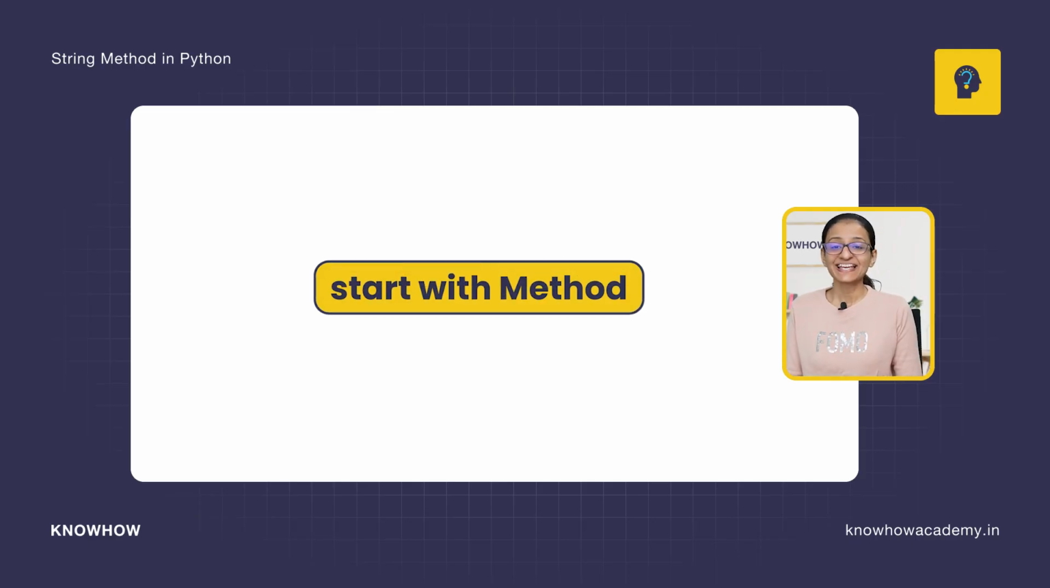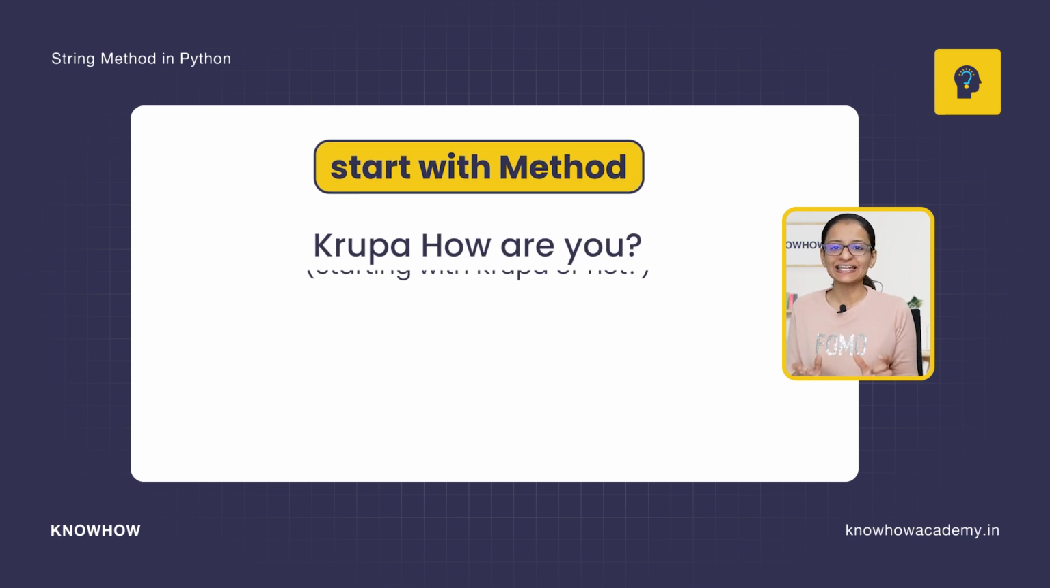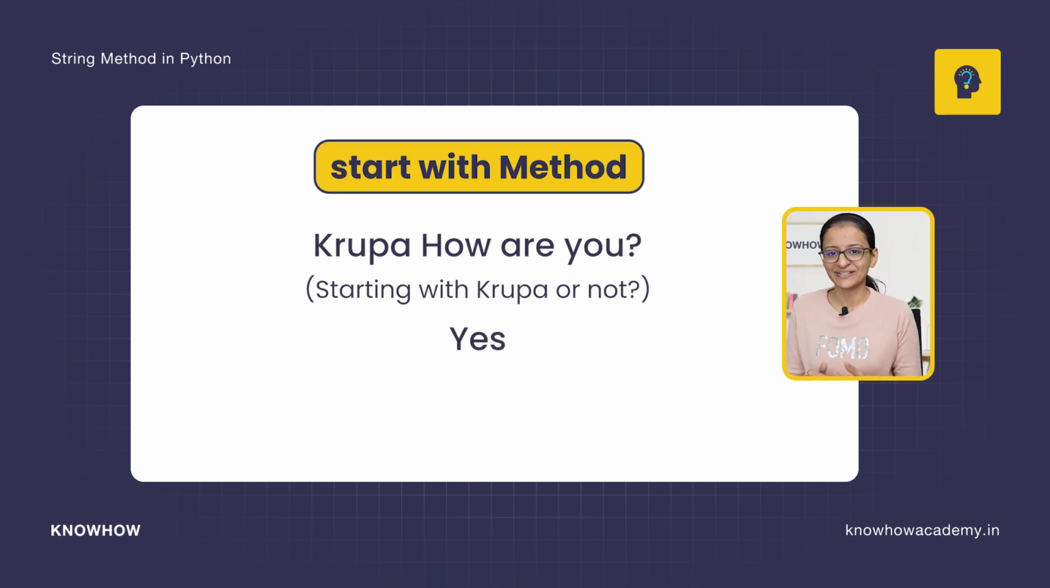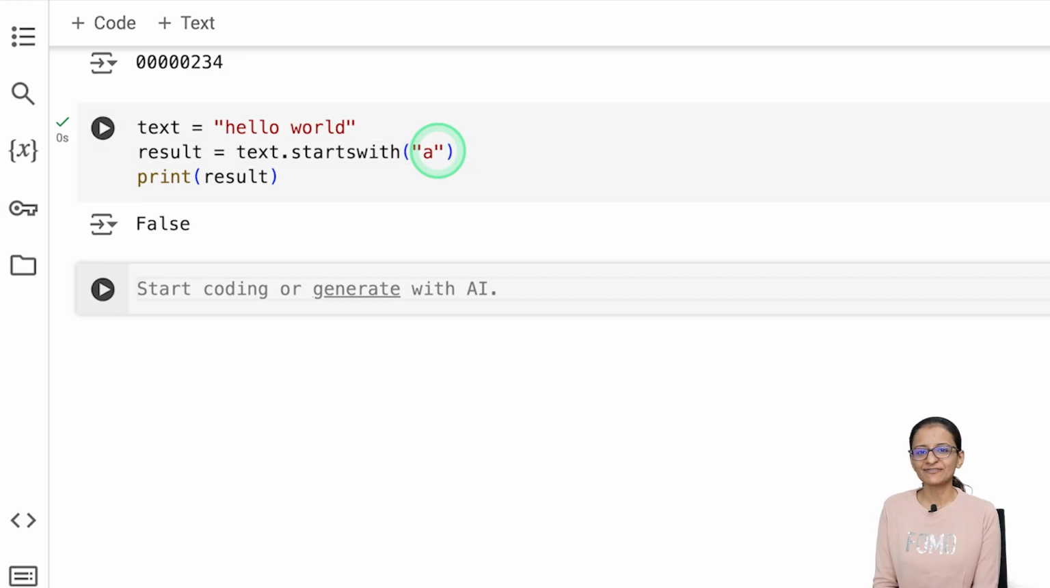The next method I am going to teach you is called startswith. So basically, the startswith method will check whether the particular string is starting with the given character or given string. So here you can see that I have written hello world and I am checking whether it starts with hello or not. If it is there, then it will return true, otherwise it will return false. So let me check with A. So here it will return false, that is saying that the string does not start with A.